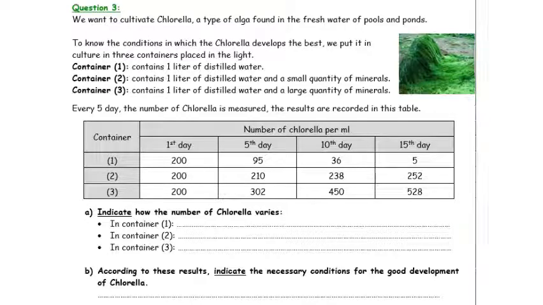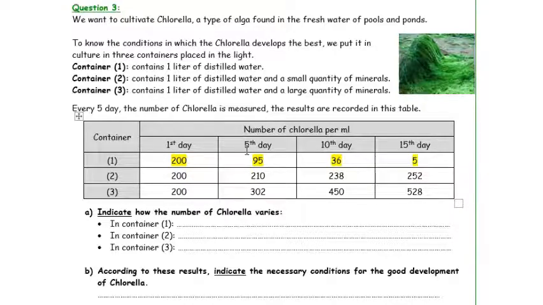Question A, indicate how the number of chlorella varies. Is it increasing or decreasing? Let's see. In the first container, let me color the number for you. In the first container, we were losing the chlorella. First day, 200. Then after 5 days, we had 95. At day 10, we had 36. And after 15 days, we had 5 chlorella only. There is something bad happening in here. We are losing the chlorella.